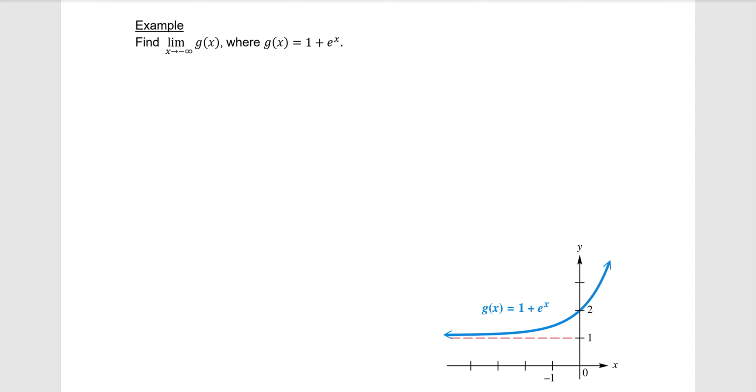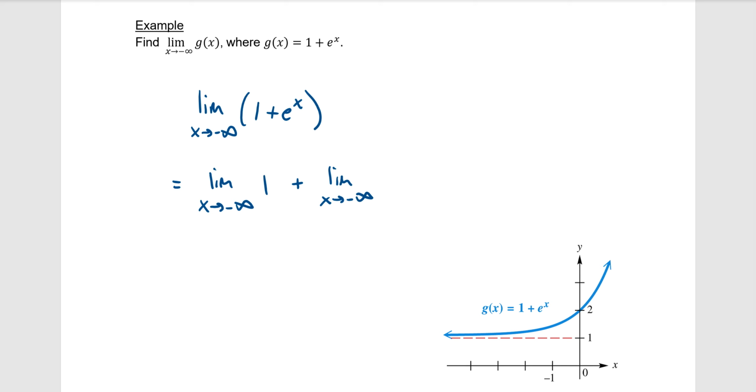We have the limit of g of x as x goes to negative infinity, where g is 1 plus e to the x. We obviously have the graph right here, but let's do it without the graph. Limit as x goes to negative infinity of 1 plus e to the x. So using limit laws, we're going to do the limit as x goes to negative infinity of 1 plus the limit as x goes to negative infinity of e to the x.